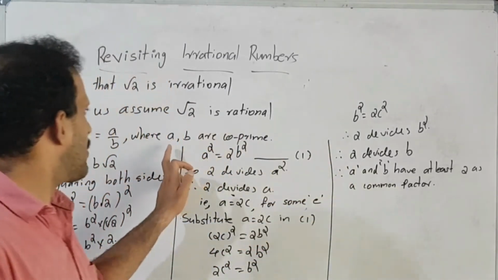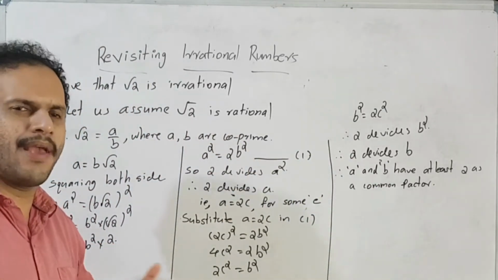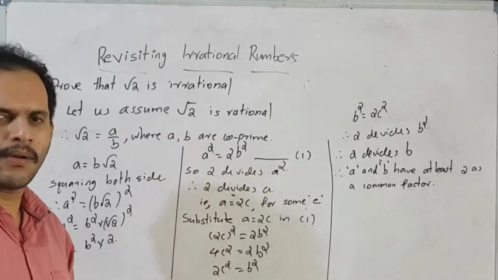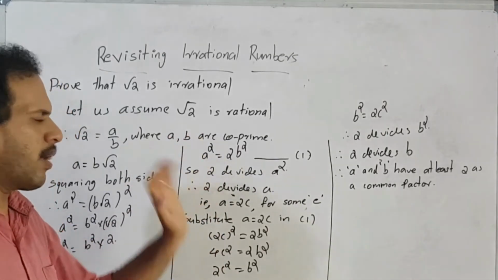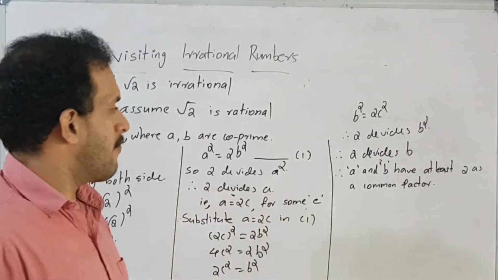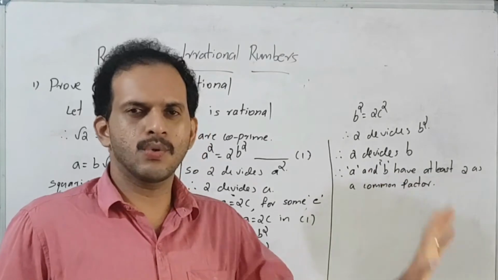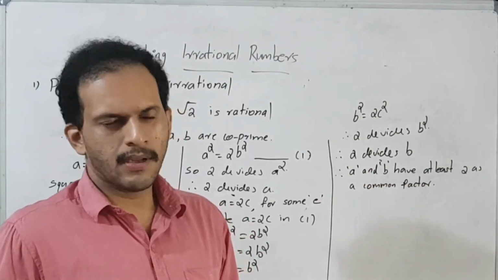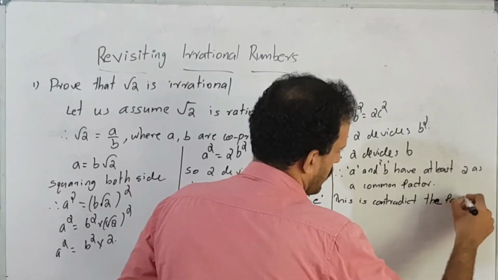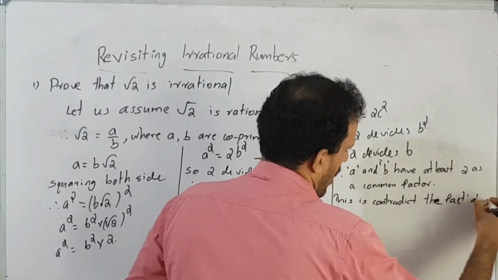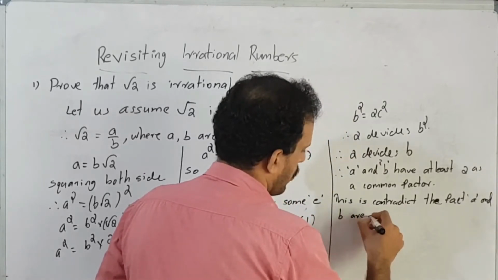Then what did we take here? We took that a and b are co-prime. That means there is no common factor other than 1. But what we got here is that a and b have a common factor. That one is 2. Correct? So this contradicts the fact that a and b are co-prime.